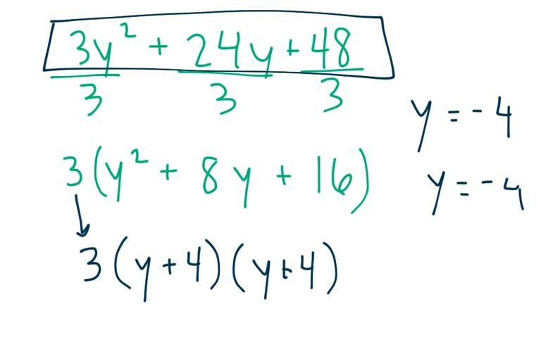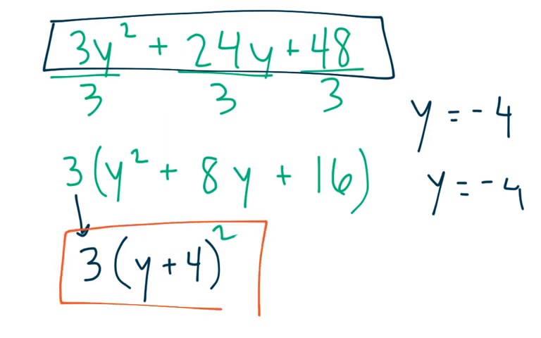And notice how y plus 4 and y plus 4 are the same thing. So when we see that, we can actually just write it a little bit more simply. We can instead write it as y plus 4 squared. y plus 4 times y plus 4 is the same thing as y plus 4 squared. So that is our final answer.